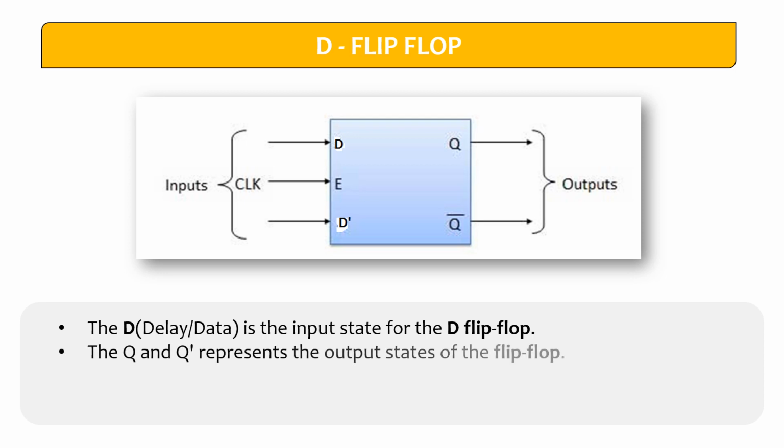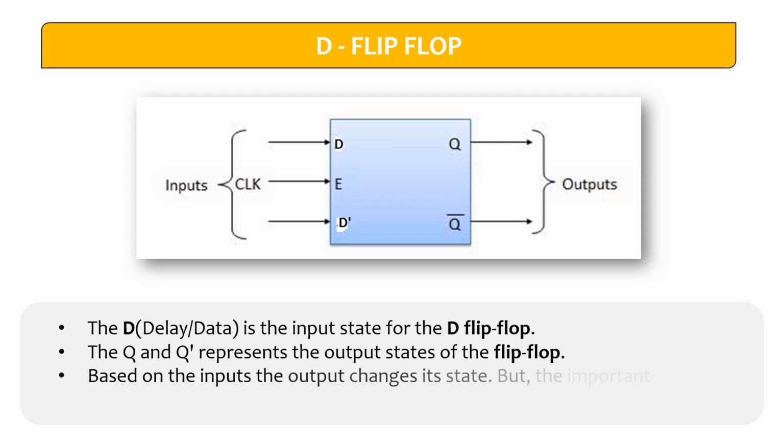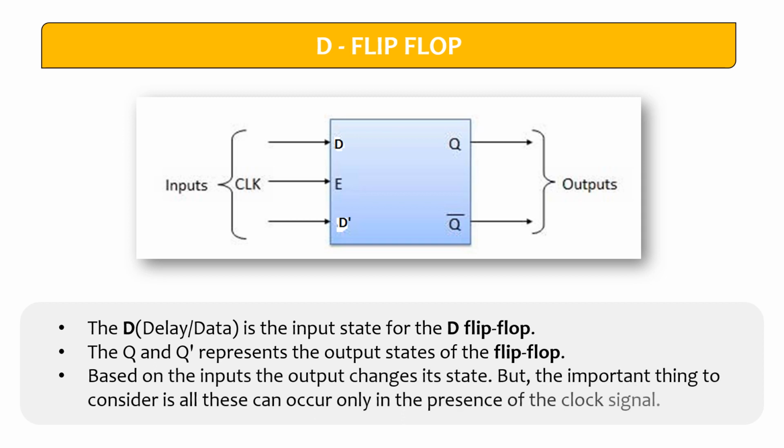And the Q and the Q dash represent the output state of the flip-flop. Yes, we know whichever flip-flop you are using, ultimately Q and Q bar will show the status, because the state of the device is solely dependent on the values of Q and Q bar. And based on the inputs, the output changes its state. Yes, we know whatever outputs we get will change my next output, right? Because that output is going to be the input for the next phase.